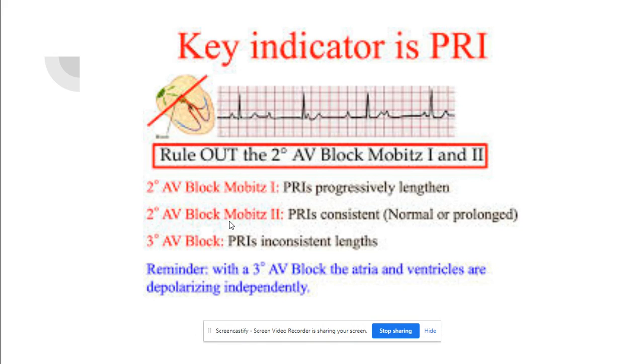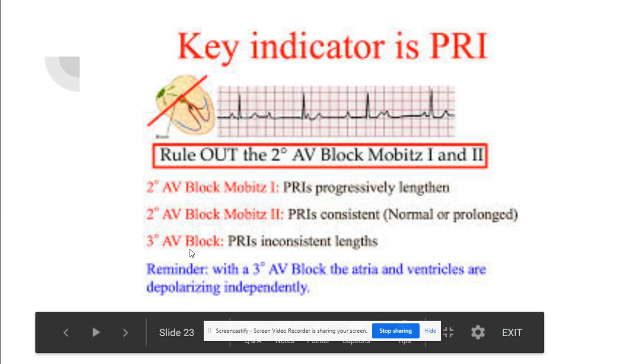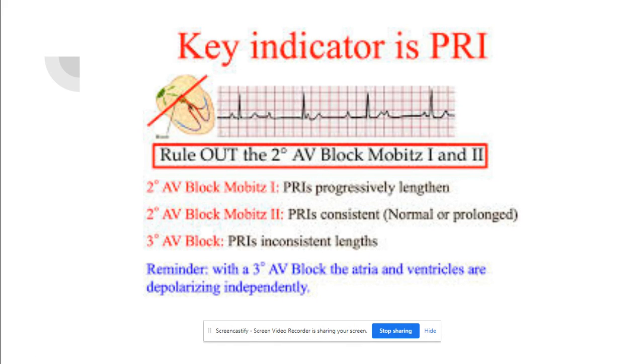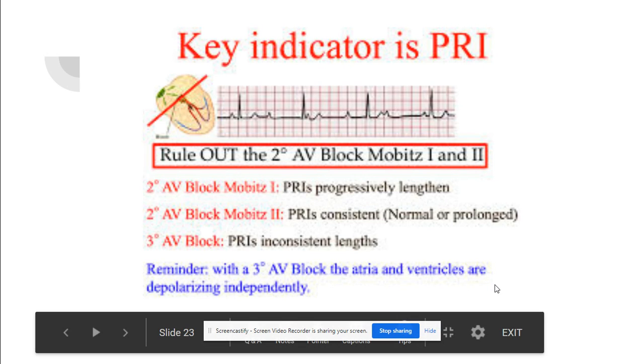In the second degree Mobitz type 2, the PRIs are consistent, but we see intervals of a P wave and then no QRS. And then in a complete or third degree AV block, the PRIs are inconsistent lengths. They're kind of all over the place because, like I said, the P wave and the QRS are living completely separately or independently.